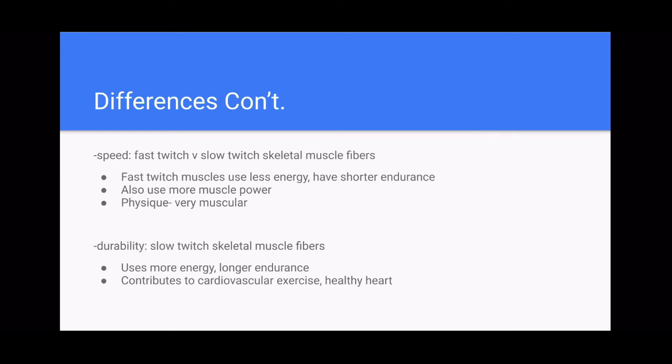The reason being, they are full of what is called fast twitch muscle fibers. Fast twitch muscle fibers use less energy, meaning they do have shorter endurance, but they don't take as much from you. This also means they require more muscle power. That's why when you see these athletes with these large muscles, they are able to sprint so quickly, because they do have the muscle power and muscle capability.